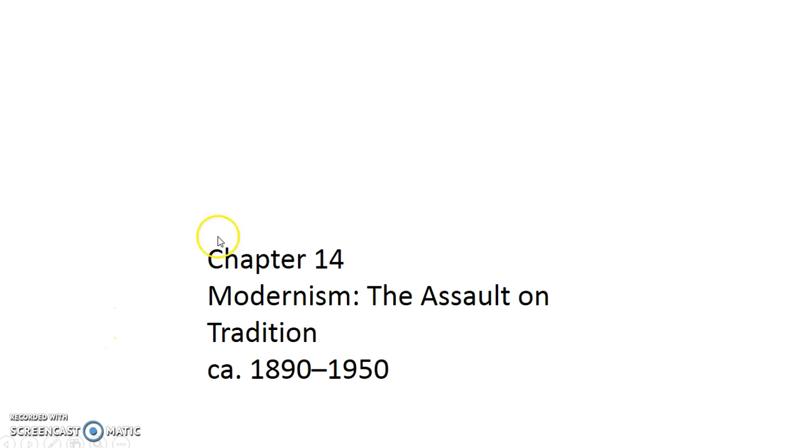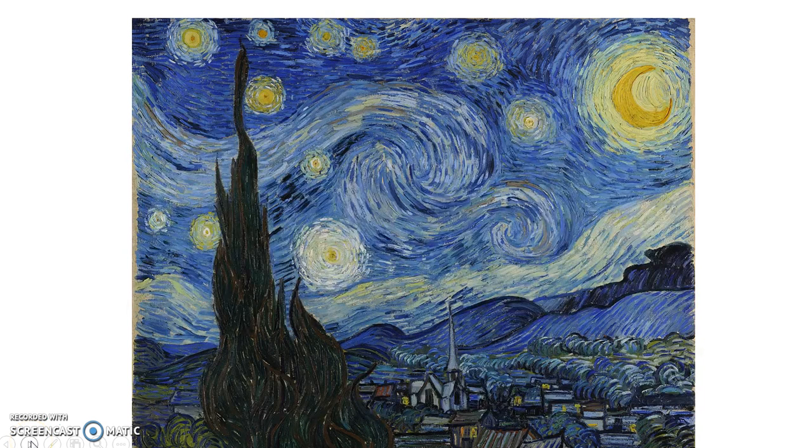I'm going to start with a group of artists that are post-impressionists. We talked about impressionism last time and the study of light and using paint to try and capture what it is that we see and how we see things in terms of light. This is a painting by Vincent van Gogh. He's one of our post-impressionists.